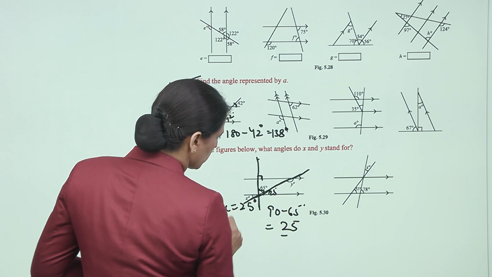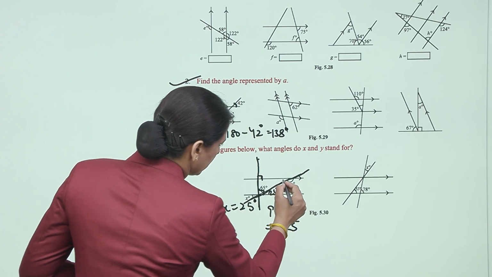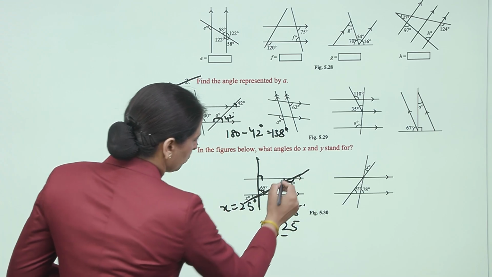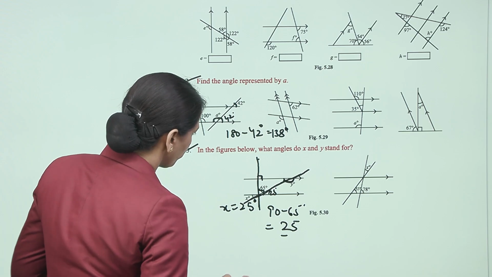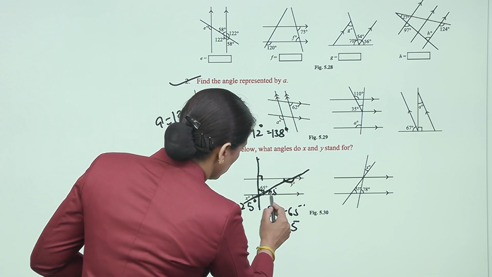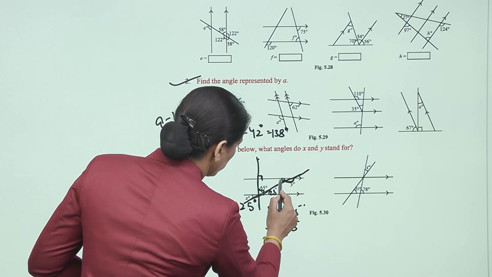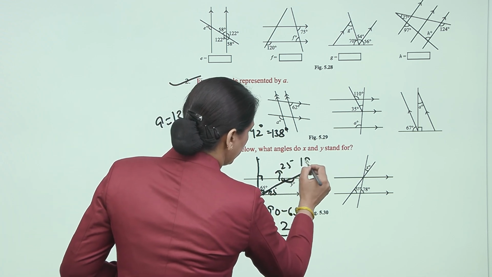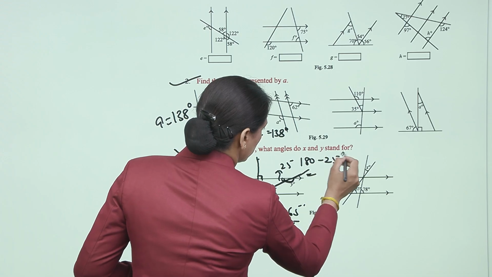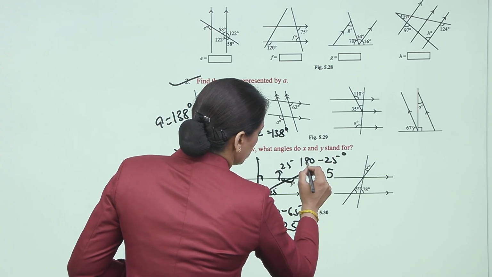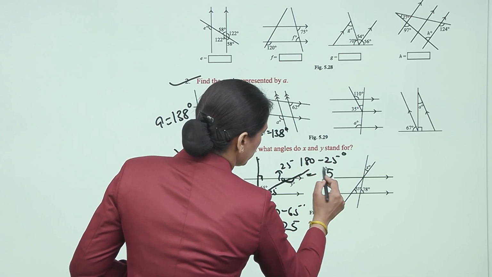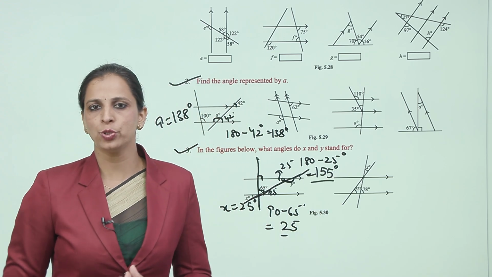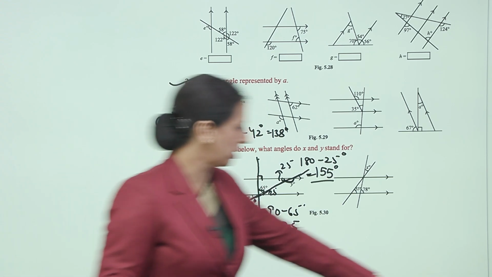This is the transversal. This is 180 degree. Y plus this is 180 degree. So, this is 25. So, this also 25 degree. So, 180 minus 25 degree is 155. So, y is 155 degree. तो बच्चों सेम मेथड को यूज करते हुए बाकी के पार्ट्स आप खुद ट्राई करेंगे.